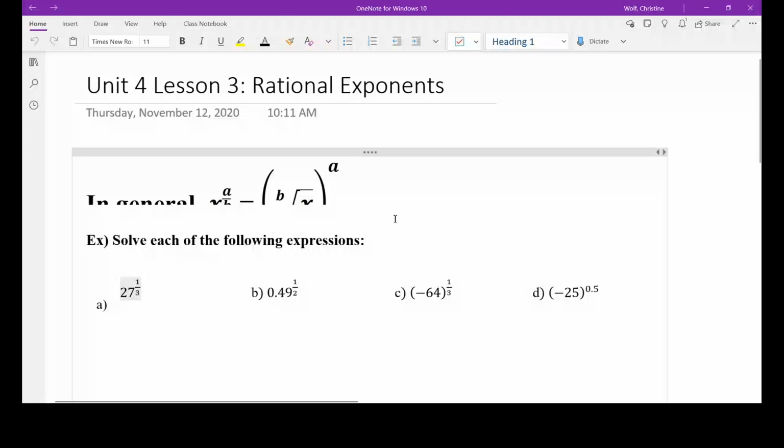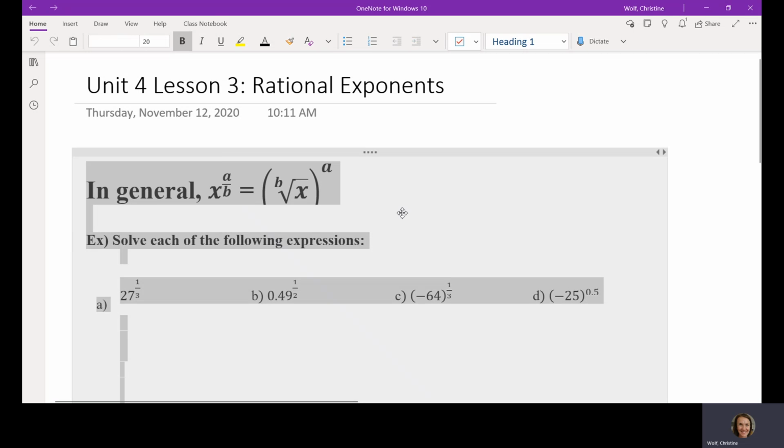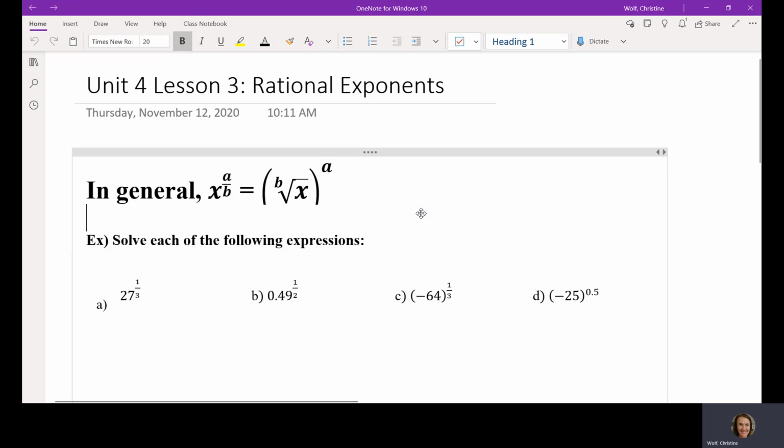Okay, so as you can see, this is Unit 4, Lesson 3, and it's rational exponents today. Rational just means fractions or decimals, okay? So our exponents today will be fractions or decimals, but have no fear, it's actually quite simple.